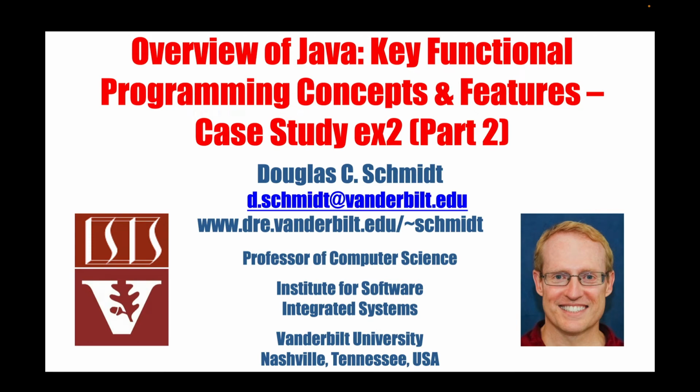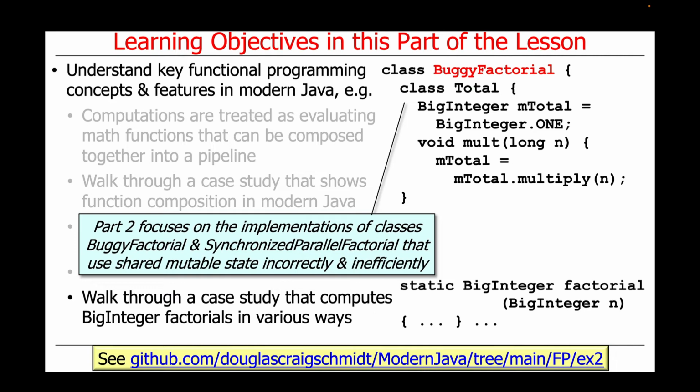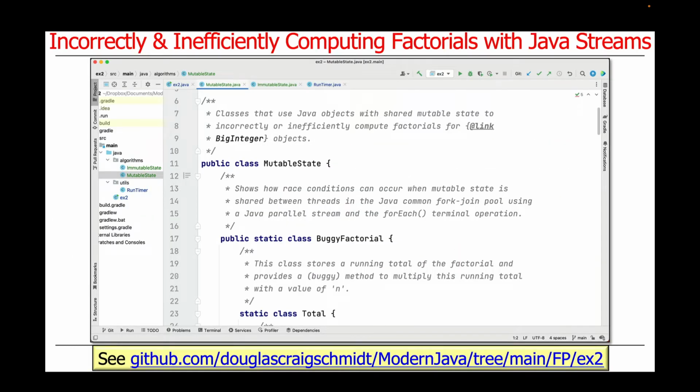We now turn our attention to the second part of the analysis of case study ex2. Part 2 of this case study focuses on the implementation of the BuggyFactorial and SynchronizedParallelFactorial classes that use shared mutable state incorrectly and inefficiently. The code we're about to walk through can be found in the ex2 project in the FP folder of my modern Java GitHub repository.